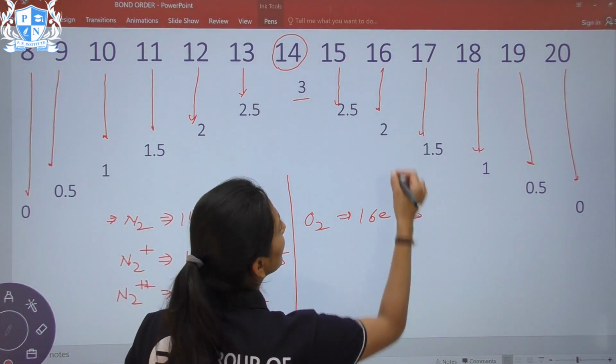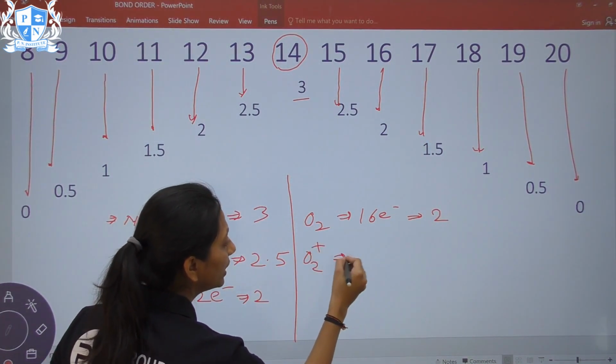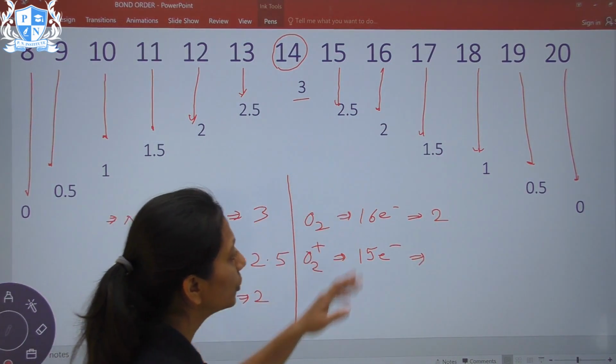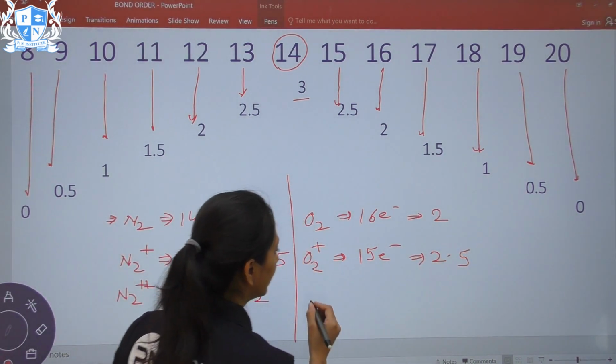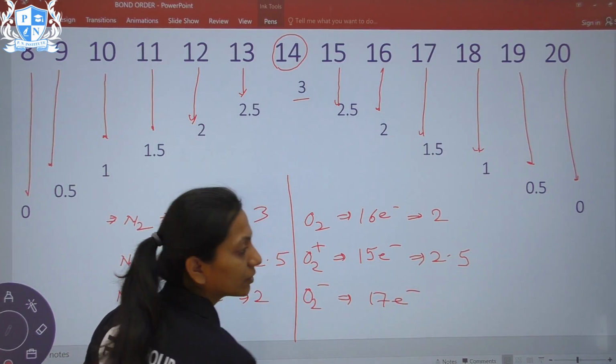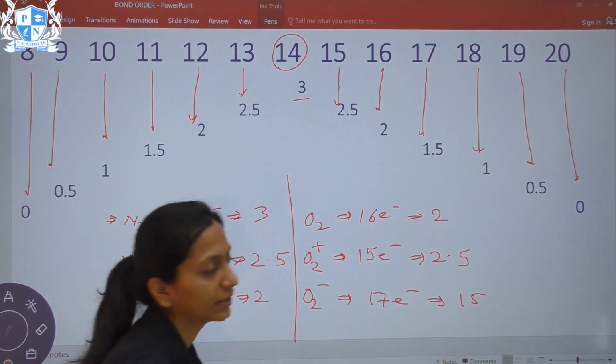Same way for oxygen also, if you are having O2, the total electron count is 16. 16 is having a bond order of 2. You are having O2 plus. How many electrons will be there? 15 electrons. So what will be the bond order? 2.5. Same way, if you want to do for O2 minus, you will be having 17 electrons. So in the case of 17 electrons, you will be having bond order 1.5.